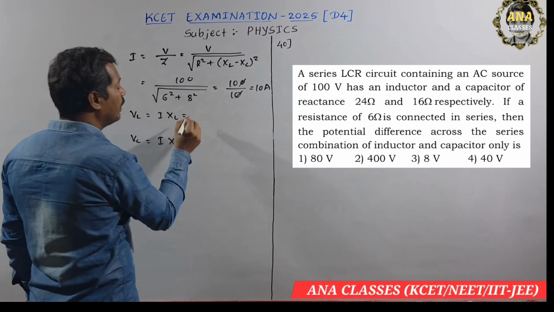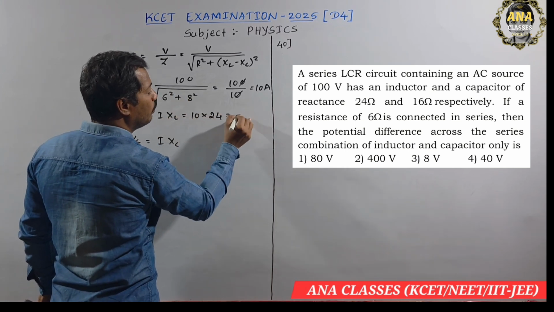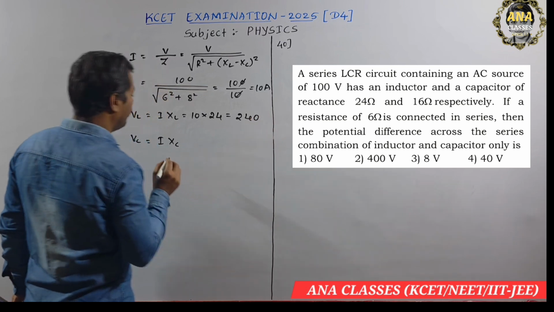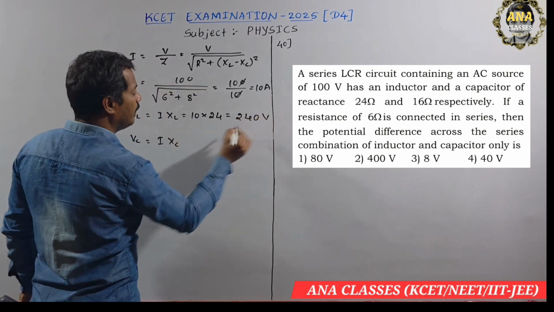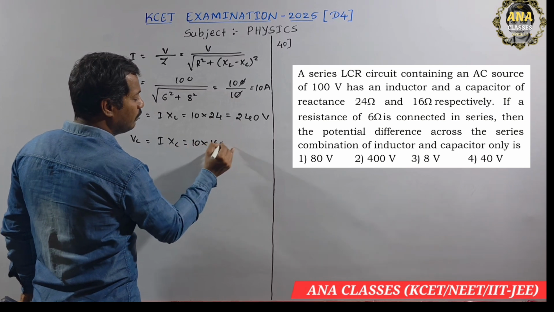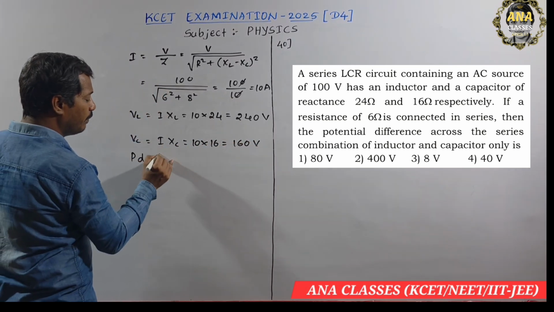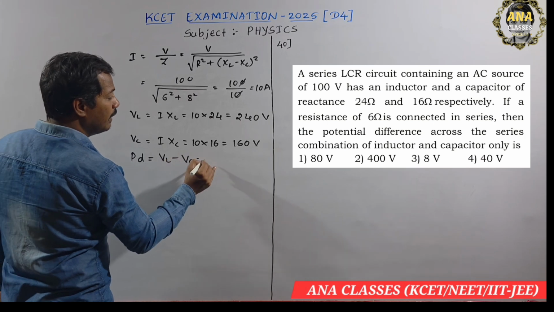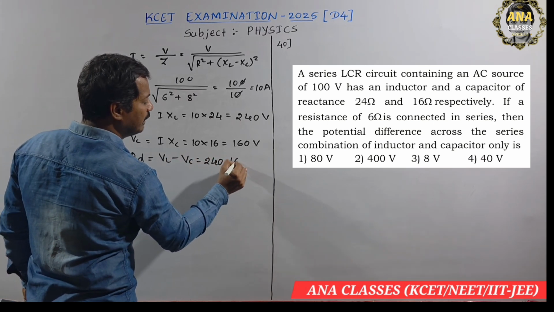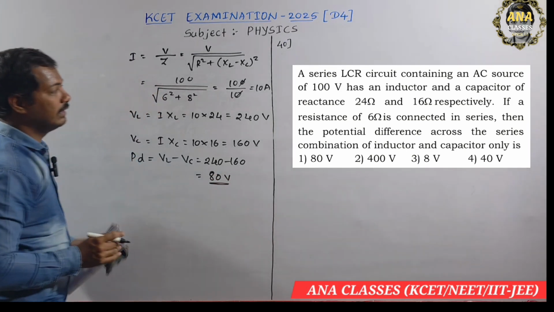XL equal to I equal to how much did we get? 10 came. And XL equal to how much did they give? 24 ohm. So the total is 240, so 240 volt is there. Here I is again 10, and this is how much? 16. So it is equal to 160 volt. So taking the potential difference, it is VL minus VC, is equal to 240 minus 160, answer is equal to 80 volt. 80 volt is the answer here.